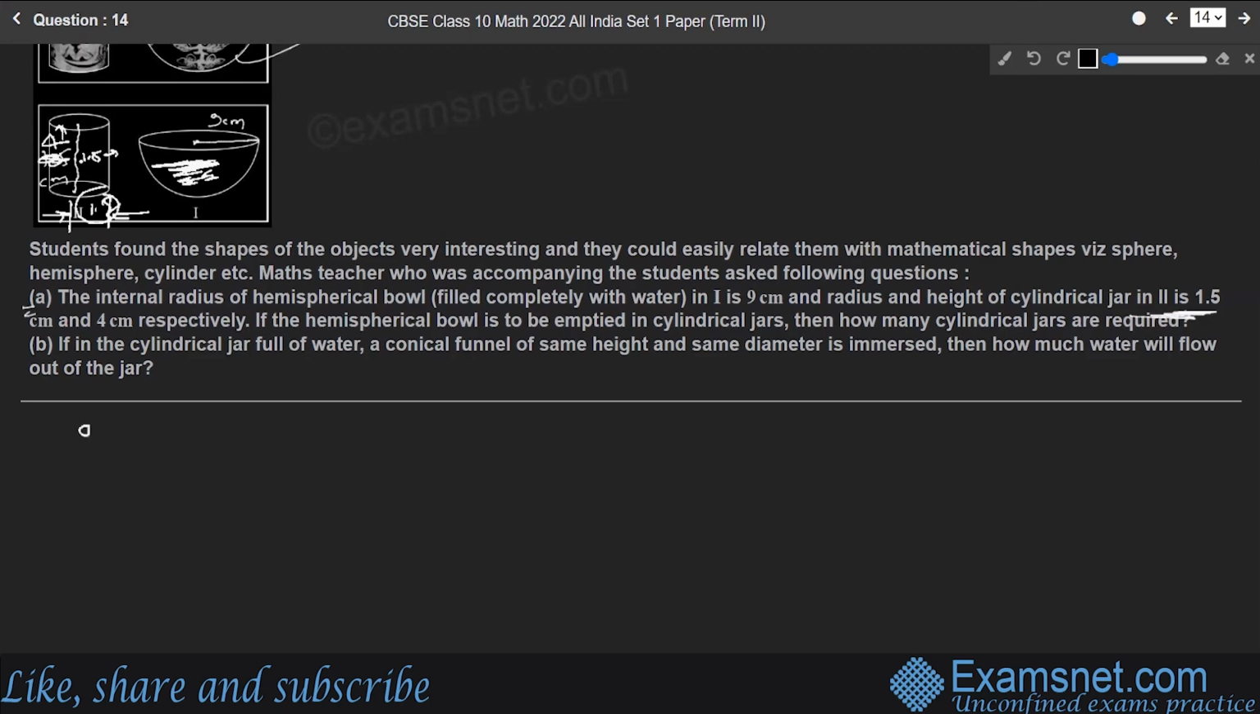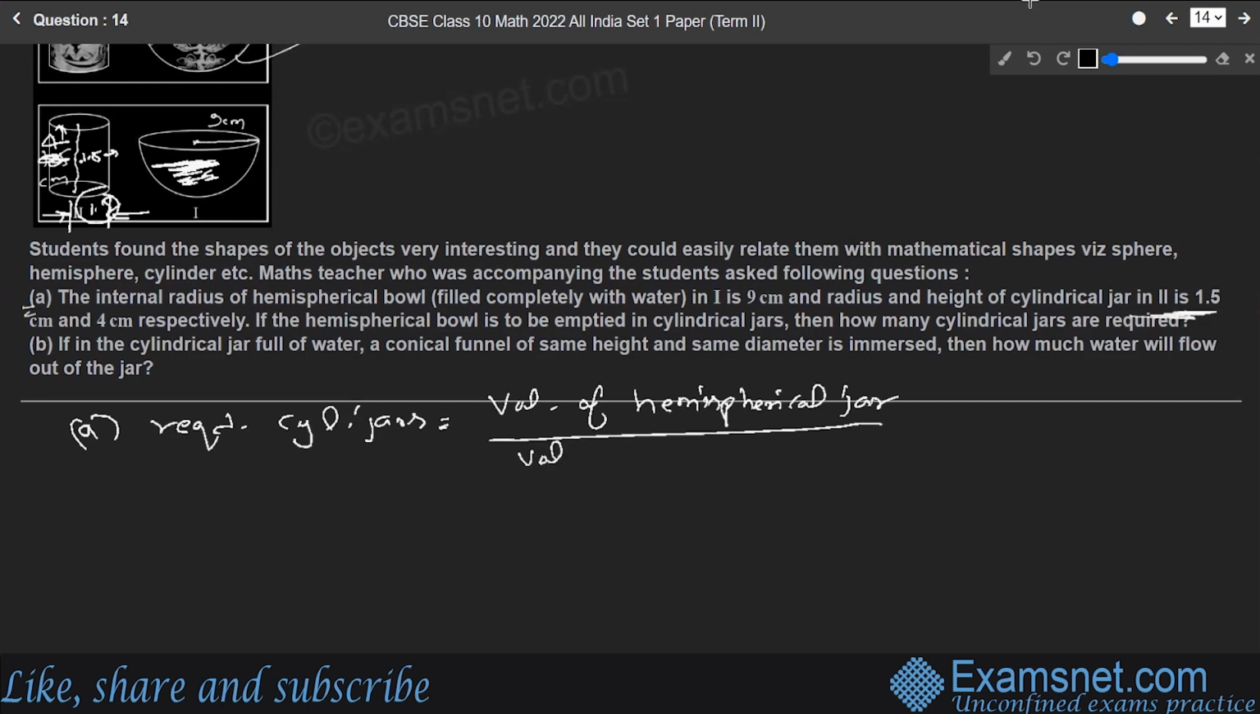So obviously, there can be a formula simply used. The number of cylindrical jars required is going to be the volume of the hemispherical jar divided by the volume of the cylindrical jar. Okay, that is going to be it.